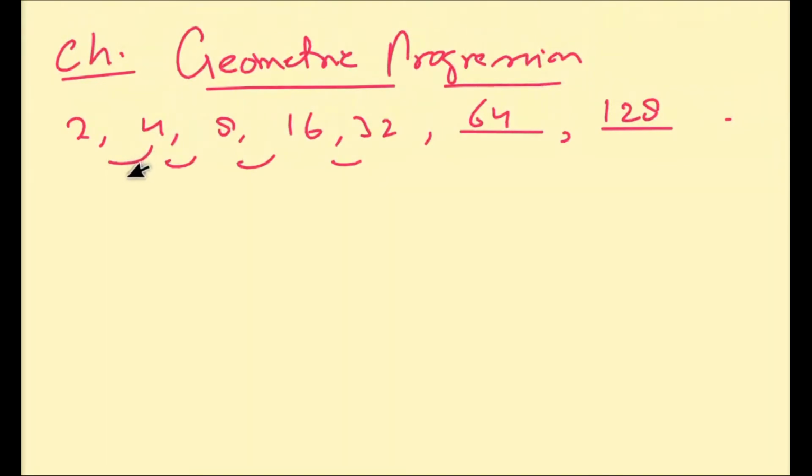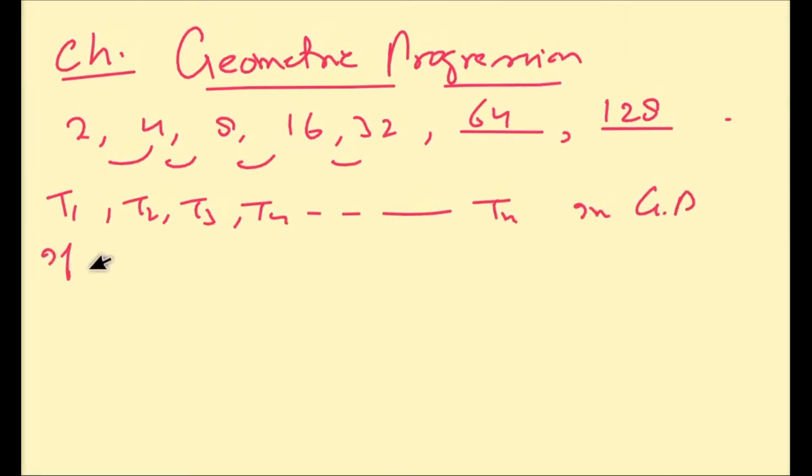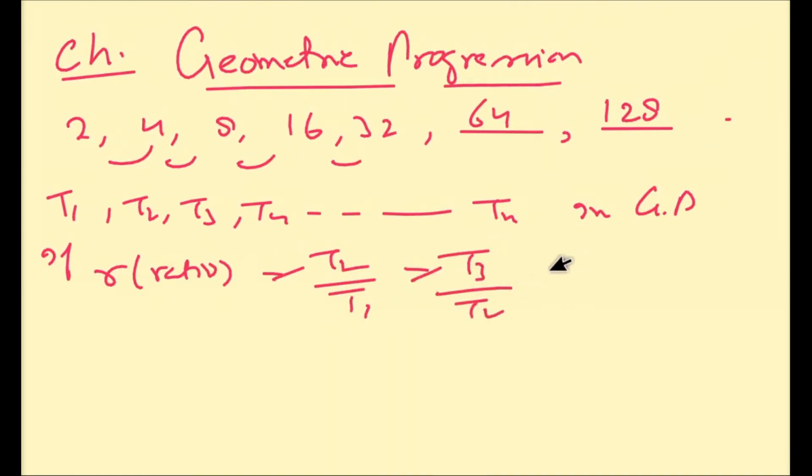Okay, what is the rule here? If the next term is related to the previous term with a particular ratio, then it is a geometric progression. So we can write T1, T2, T3, T4 and Tn are in a GP if the ratio of the next term to the previous term, T4 upon T3, T5 upon T4 and so on, is constant. So if this ratio is constant, then it is in GP.